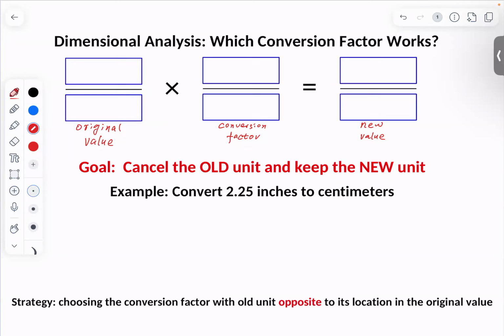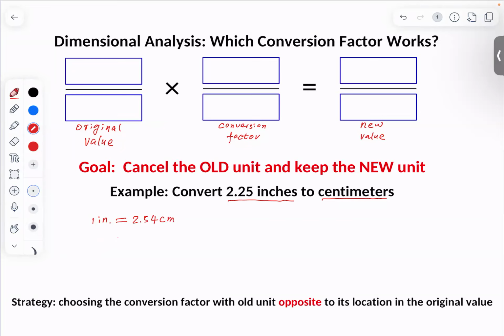Now let's take a look at one example. Suppose we want to convert 2.25 inches to centimeters. And here the 2.25 inches is the original value. Inch is the old unit, centimeter the new unit. As we know, 1 inch equals 2.54 centimeters.